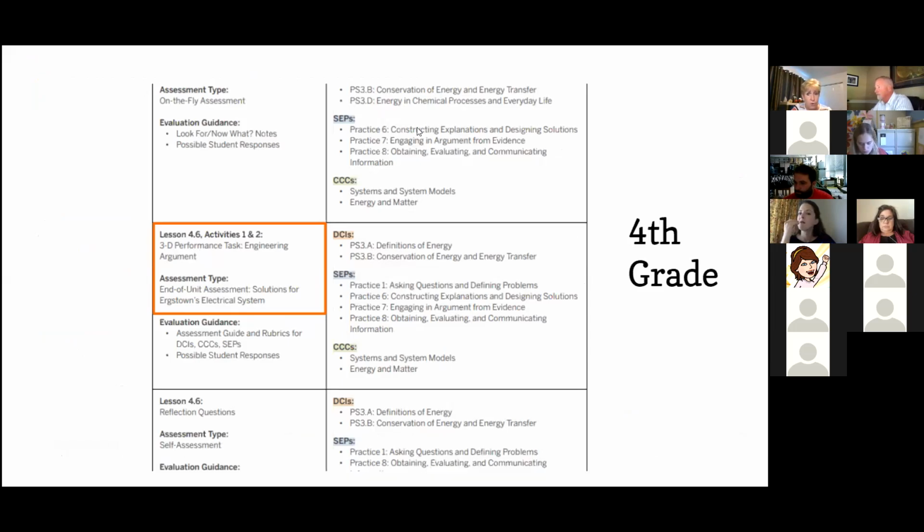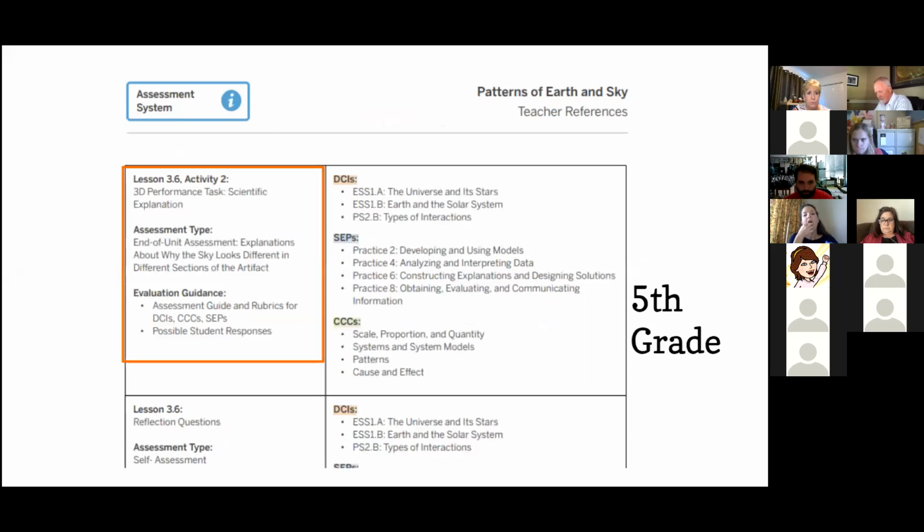In fourth grade, it is in lesson 4.6 this time at the very end of the unit. And that's often the way it is, but not always. So in case you're wondering, you can always find where that end of unit assessment is, looking in that assessment system document. In fifth grade, your end of unit assessment is not at the very end here in this unit. It's in lesson 3.6, activity 2. The fourth chapter involves an investigation assessment where kids are getting to investigate specific questions from your SIM and patterns of earth and sky. So your actual scientific explanation that kids write is in lesson 3.6.